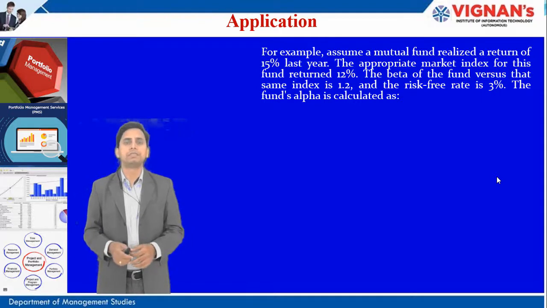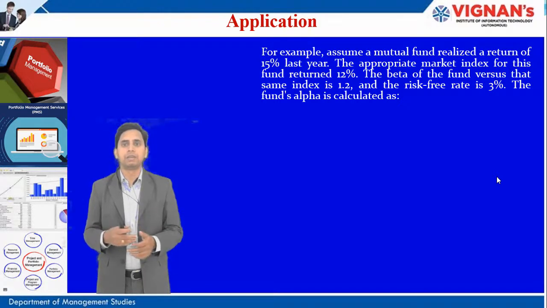Now let us understand the application. How do we apply this Jensen's measure? For example, assume a mutual fund realized a return of 15% last year. The appropriate market index for this particular fund returned 12%. So the market index has given you 12% return. And the beta of the fund versus that index is 1.2.